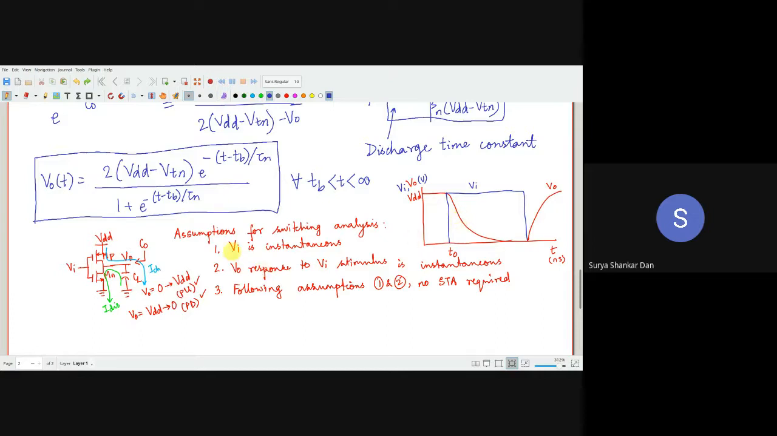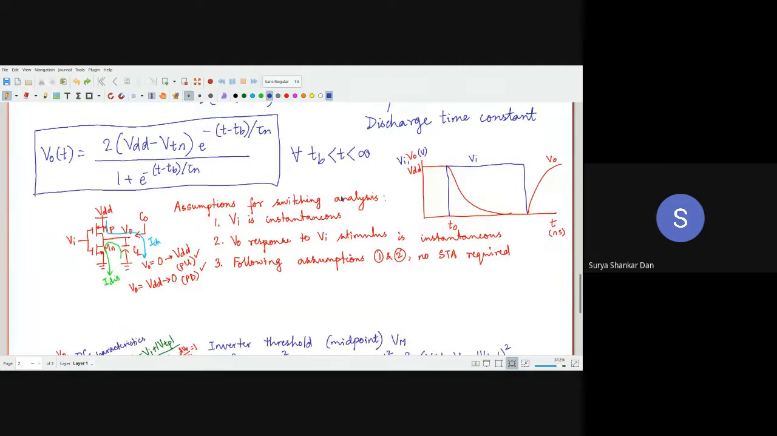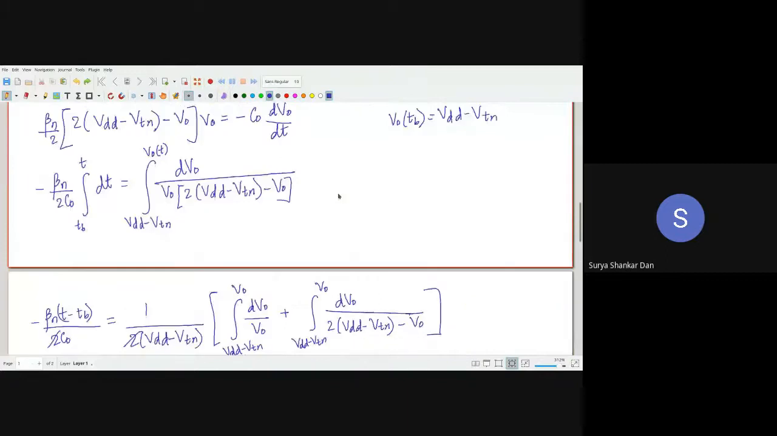So that is the reason why we will consider VDD by 2. VI becoming instantaneous means we have at least one less botheration, where to find VDD by 2 for the VI. So instantaneous means it is abrupt with respect to time t. That's all. Very nice. So these are the fundamental assumptions for the switching analysis.